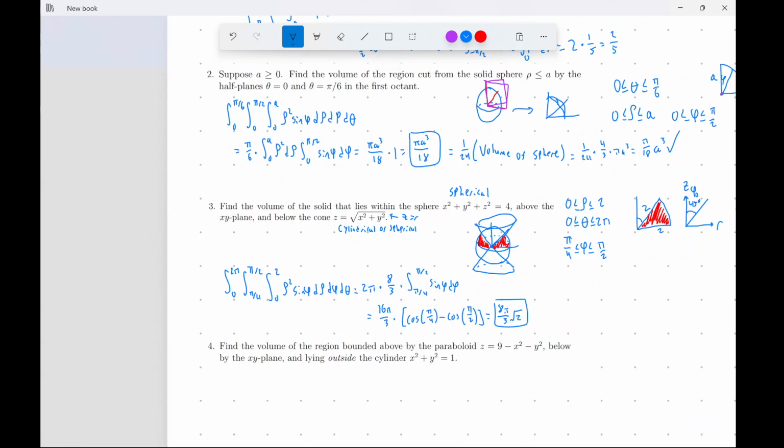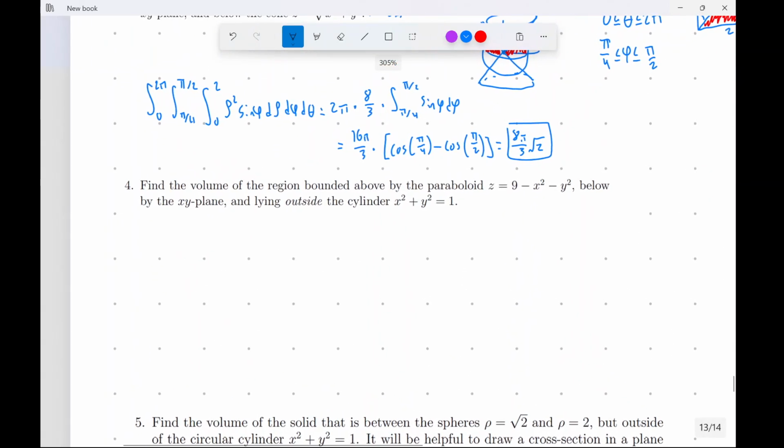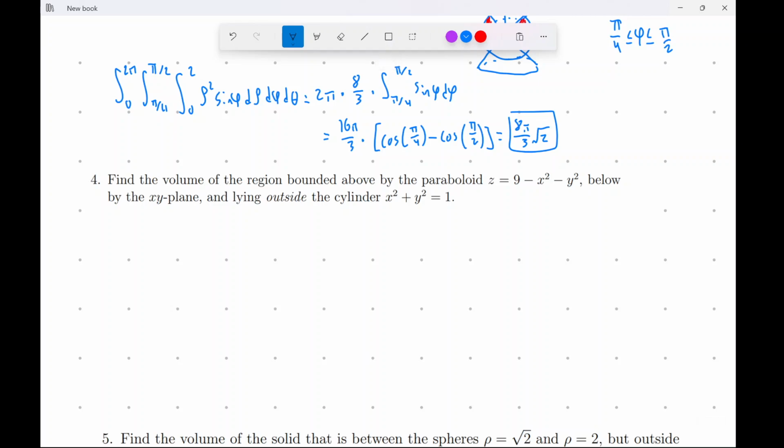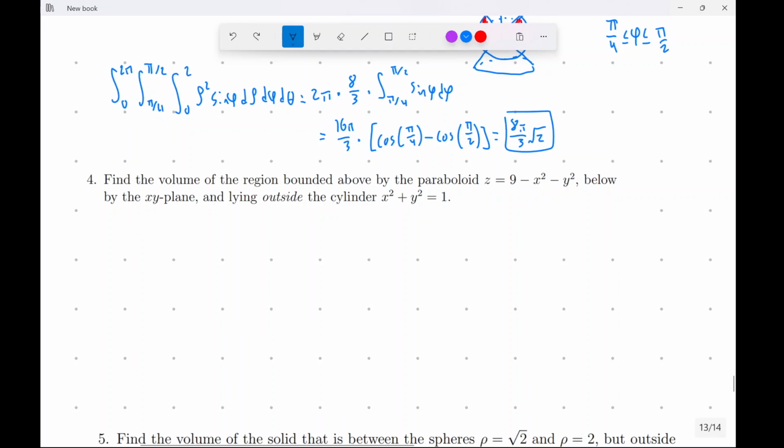Great, okay. Let's move on to the next one. Number 4, we want to find the volume of the region bounded above by this paraboloid, below by the xy plane, and outside this cylinder.